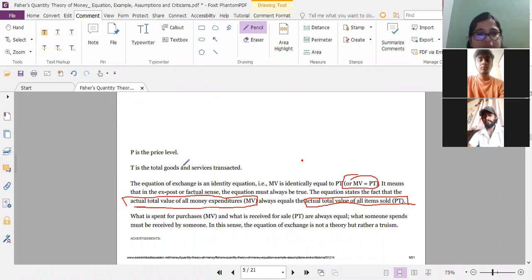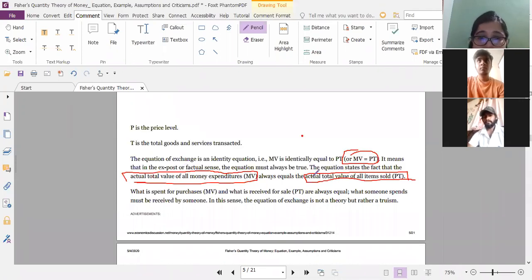So what is spent for purchase, MV, and what is received for sale, PT, are always equal. You'll have to always equate them, and under equilibrium they will always be equal. What someone spends must be received by someone, right? So why should they be equal?